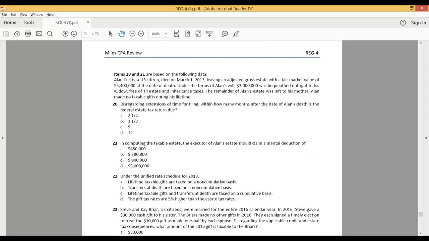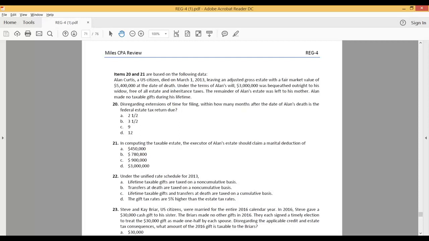Okay, go to page number 71, and let's do question number 21 and 22, and then the related simulation here. Okay, in computing the taxable... actually 20 and 21 are related, is it? Okay, so let me read the story of 20 and 21.